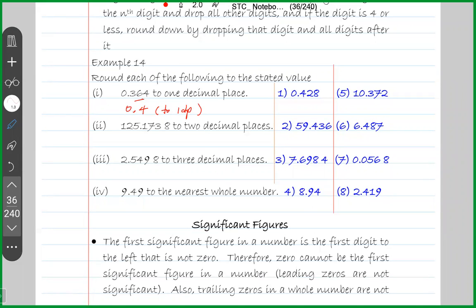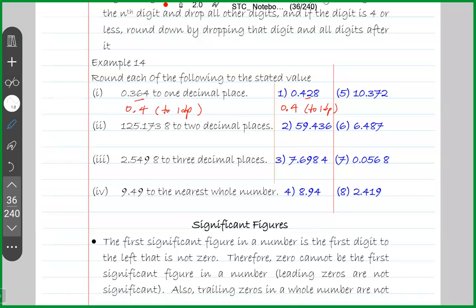Let's have a look at 1. We're going to round 0.428 to 1 decimal place. Now, whenever you write a number to 1 decimal place, you must look at the digit that is the second decimal place. That's the 2. Now, if the digit I'm looking at is 5 or more, I'll add 1 to the digit before it. If it is 4 or less, I will drop it and every digit after it. Now, since the digit I'm looking at is 2, I'm going to drop it and every digit after it. So 0.428 to 1 decimal place is 0.4 to 1 dp.